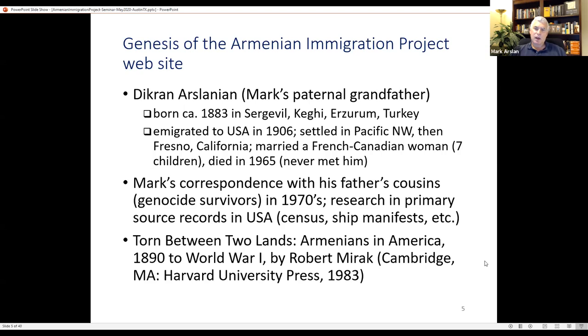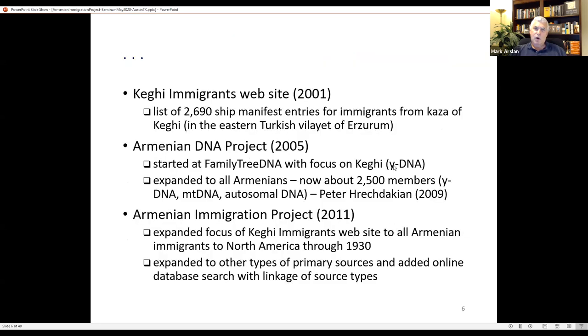And then at that time, the Ellis Island Ship Manifest started to become available. So what I started doing, this was 2001, is I went to the Ellis Island website and started abstracting the ship manifest entries for immigrants from the part of Armenia that my grandfather was from. Hopefully I could find his ship manifest, or some ship manifests for these individuals I was corresponding with. I created a big spreadsheet of about 2,700 ship manifest entries for Armenians from this part of Turkey, the Ottoman Empire. And I thought, hey, this is pretty cool.